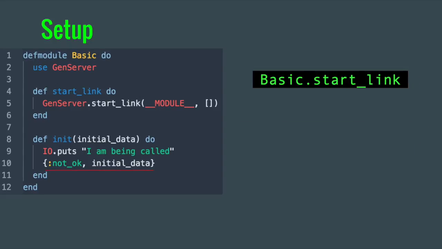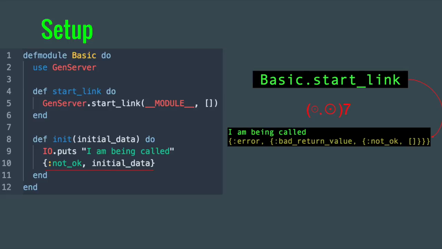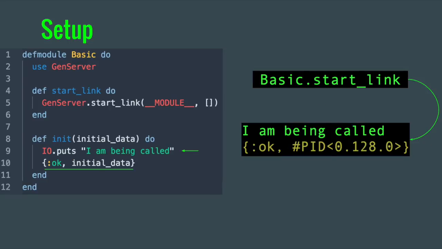Now, what you're going to see in case you don't have the proper return value is this error response, with the GenServer process not starting successfully. So just remember, the OK data tuple is what the return value of the init method should be, and the purpose of the init method is to set the initial state.